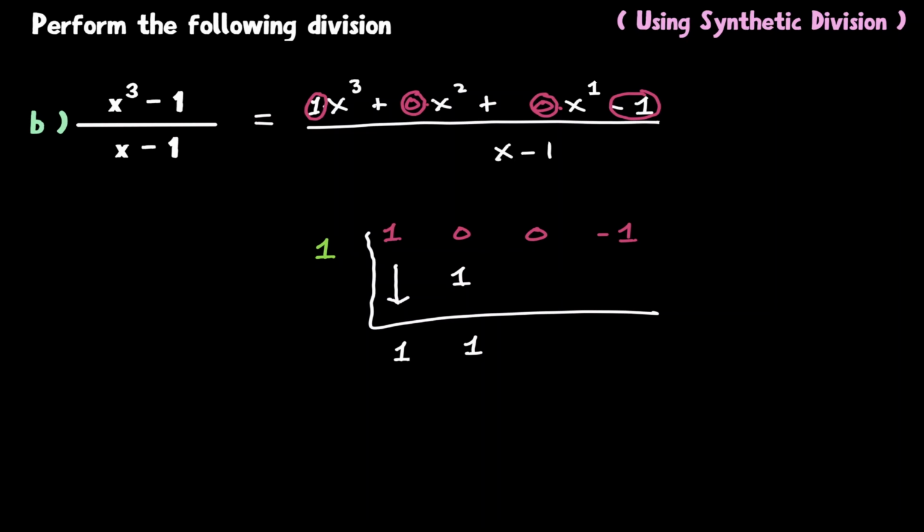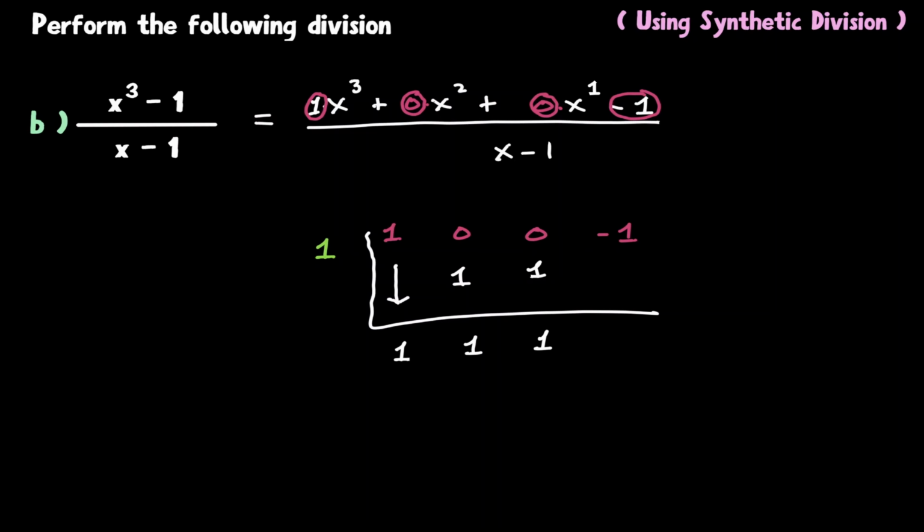And let's repeat the process one more time. Let's get the next result and do the same. Let's multiply times the outside. So we're going to get 1 times 1, which we're going to get +1 one more time. And let's combine those two results. 0 plus 1, well, that is 1.